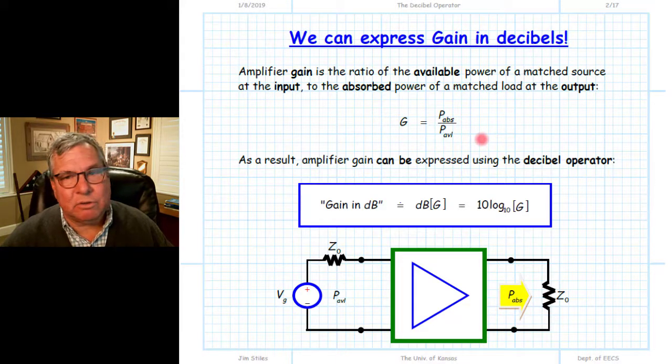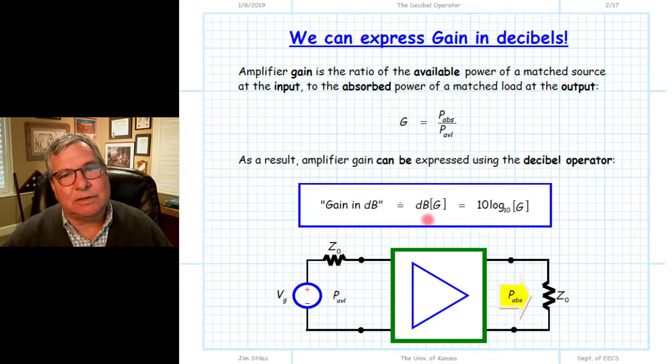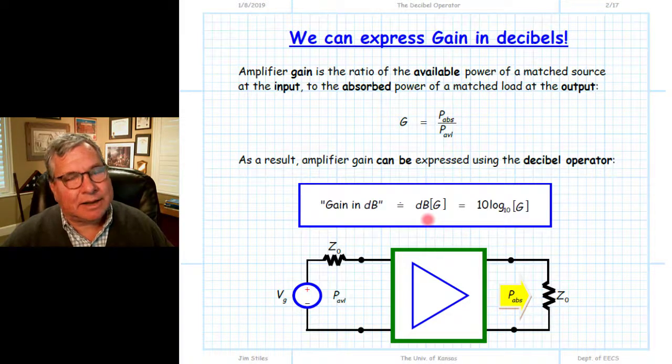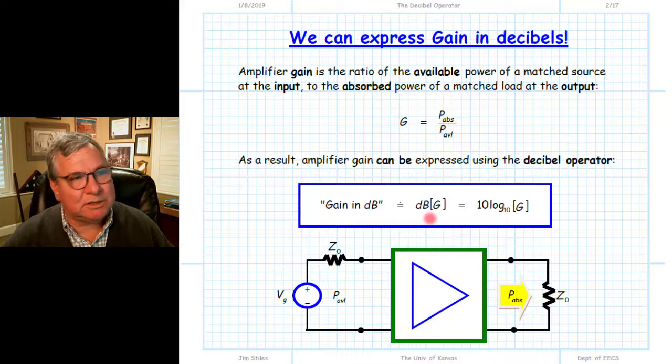Now, this ratio, of course, then becomes a coefficient. It is unitless, and we can express it in terms of gain. And frequently we do. Almost always we will speak of a microwave amplifier gain as something like 13 dB or 17 dB or 6 dB, meaning that the gain has been expressed using the decibel operator.